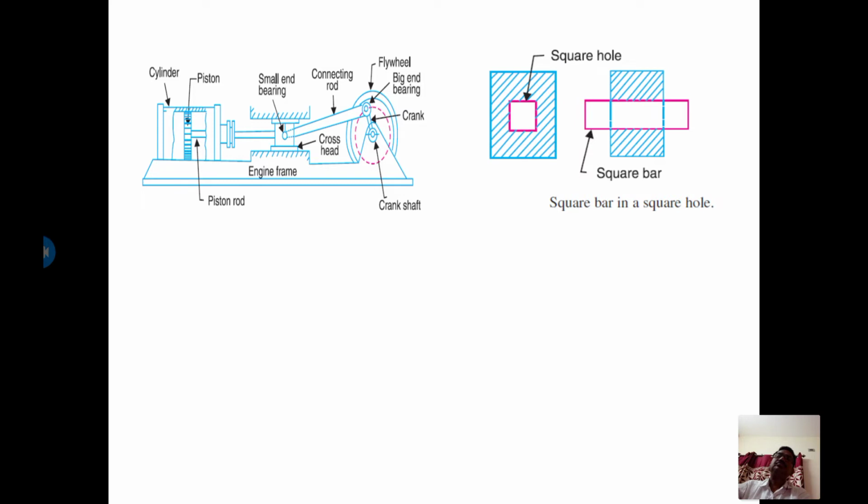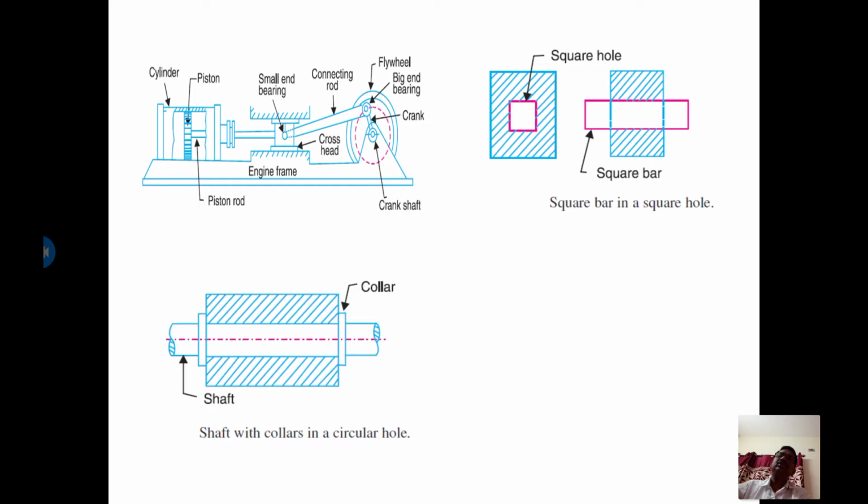Next one is a square bar in a square hole. This is another example. The square bar moves only in a square hole by sliding motion, it does not move in any other way. So that is why it is also completely constrained motion. The other one is a circular shaft with end collars. It rotates and it will not slide. So whatever may be the direction of applied force, it is also completely constrained motion.